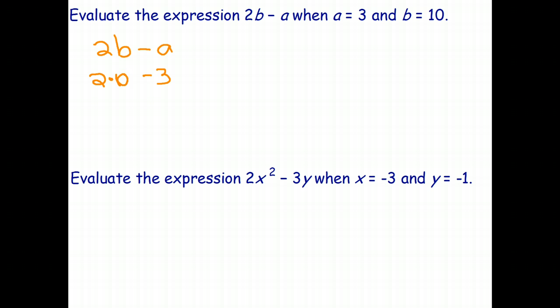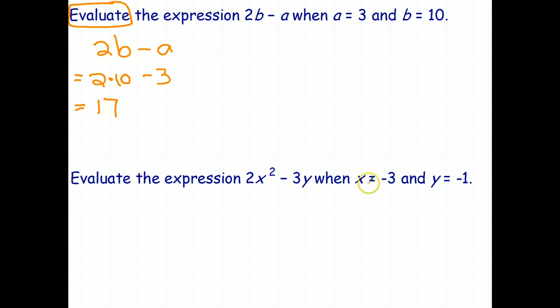And I'll make that a bit more neat, I think. There we go. And an equal sign. And then finally, 2 times 10 is 20, minus 3 is 17. So, really important, whenever you're asked to evaluate an expression, you need to get a number at the end. So, evaluate means number.